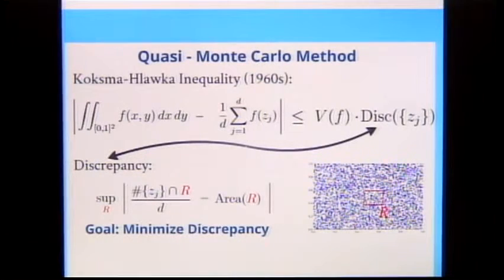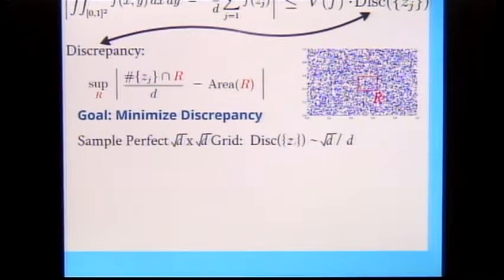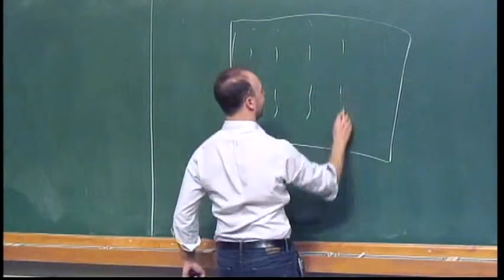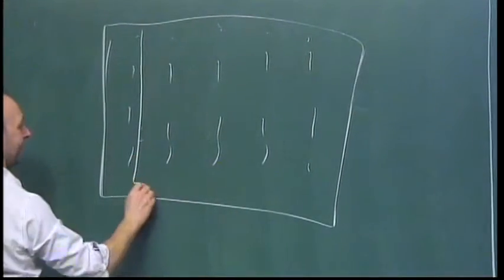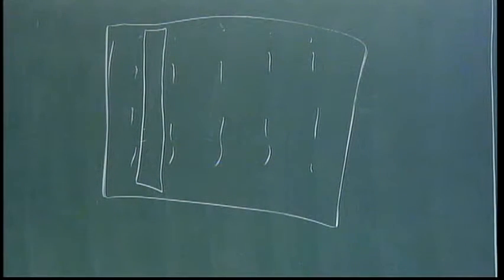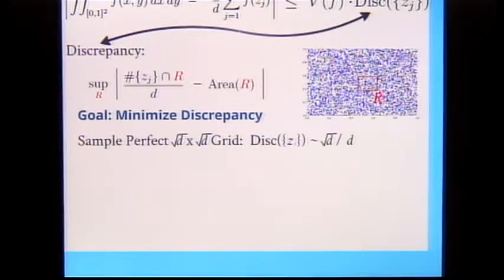Okay? So what can you do? All right. Well, you could take a root d by root d grid. That's kind of the most naive thing. And let me show you why that's bad. So here's my unit square, here's my root d by root d grid. Well, here's a rectangle of area approaching 1 over root d that has no lattice points. Okay? So the discrepancy will not be better than 1 over root d, which I've written as root d over d.